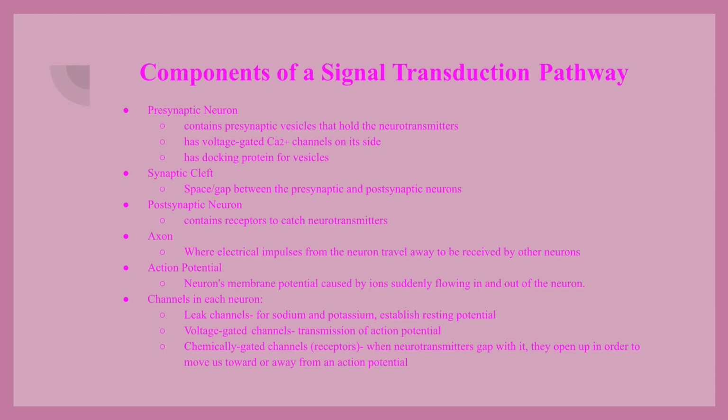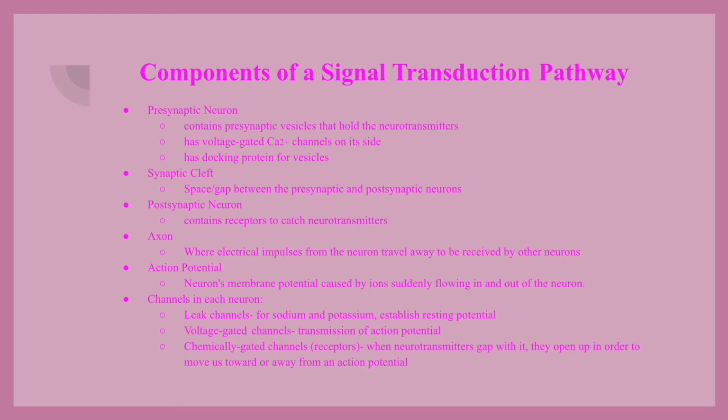The postsynaptic neuron contains receptors that catch neurotransmitters. An axon is where electrical impulses from the neuron travel away to be received by other neurons. An action potential is a neuron's membrane potential caused by ions suddenly flowing in and out of a neuron. And lastly, a neuron has 3 different types of channels.